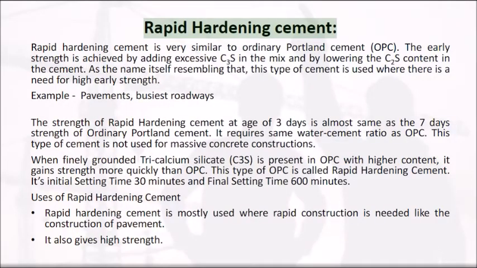Rapid hardening cement. Rapid hardening cement is very similar to ordinary Portland cement, OPC. The early strength is achieved by adding excessive C3S in the mix and by lowering the C2S.